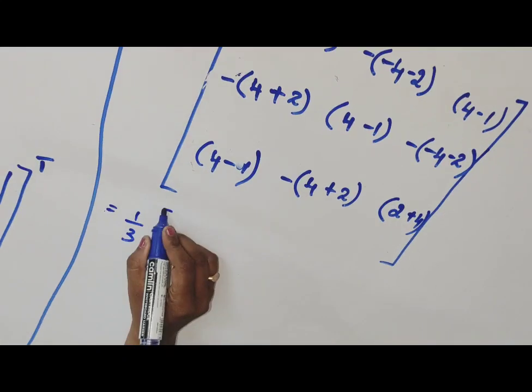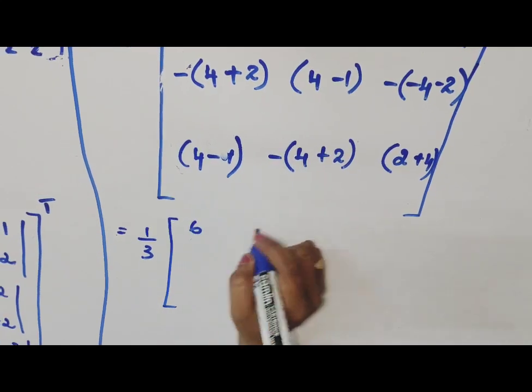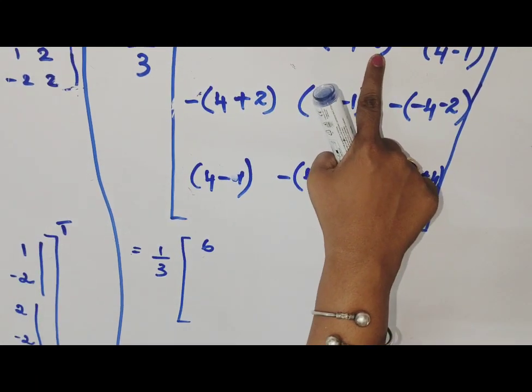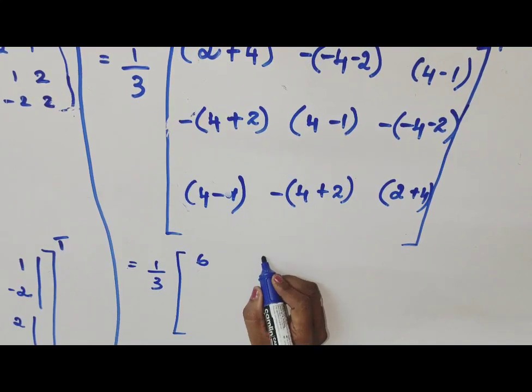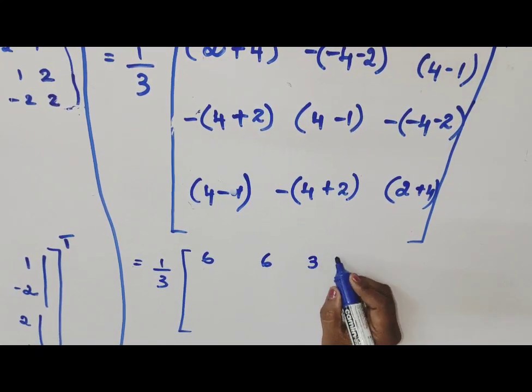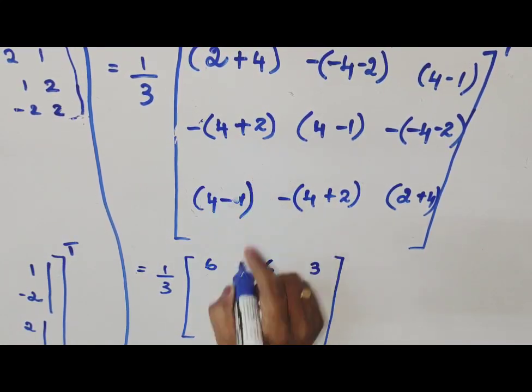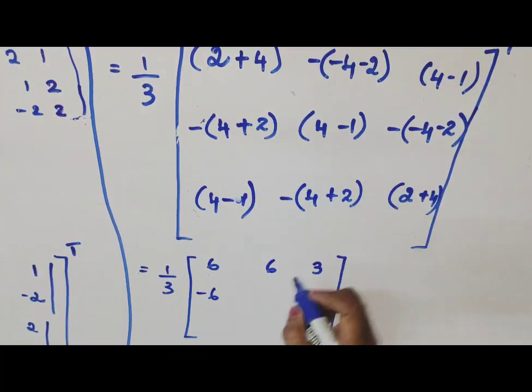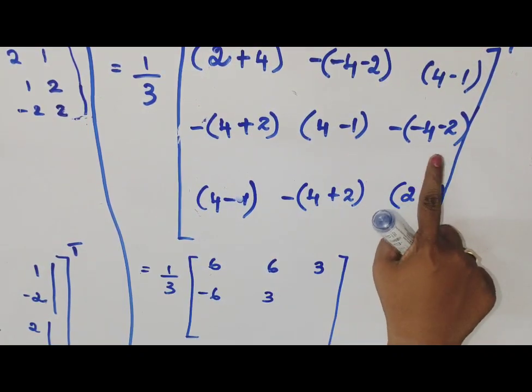1 by 3 into 2 plus 4 is 6. Minus 4 minus 2 is minus 6. This minus and minus will become plus 6. 4 minus 1 is 3. 4 plus 2 is 6, which is minus 6. 4 minus 1 is 3. Minus 4 minus 2 is minus 6.